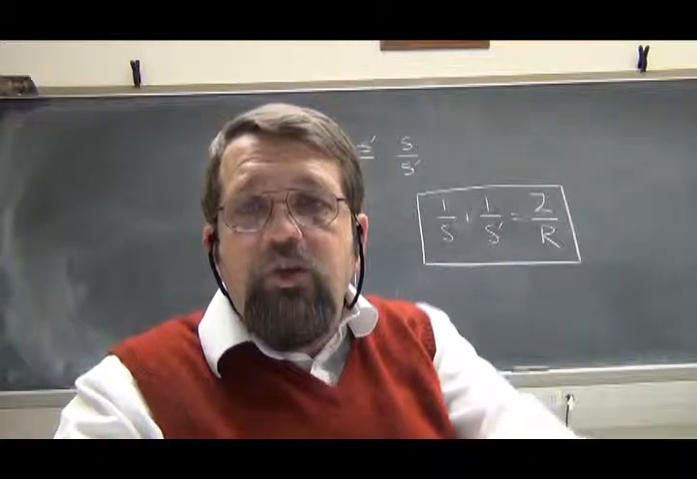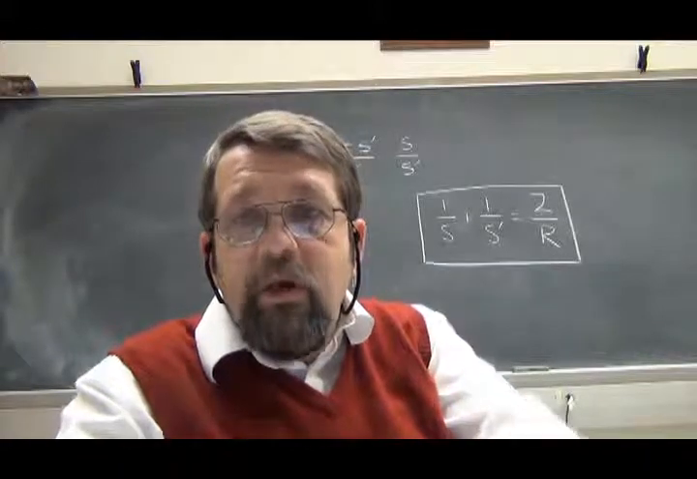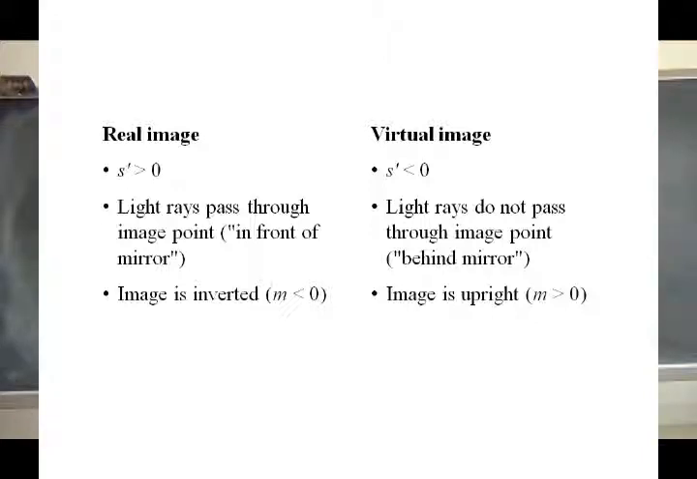Now, in mirrors, we've seen two kinds of images, which we can call real images and virtual images. Both of these are images. Neither of these are real objects. But a real image has an image distance greater than 0. That is to say that the image is located on the side where the outgoing light rays are. The light rays pass through the image point. The image point forms, in the case of a mirror, in front of the mirror, between you and the mirror. That's where it looks like it is.